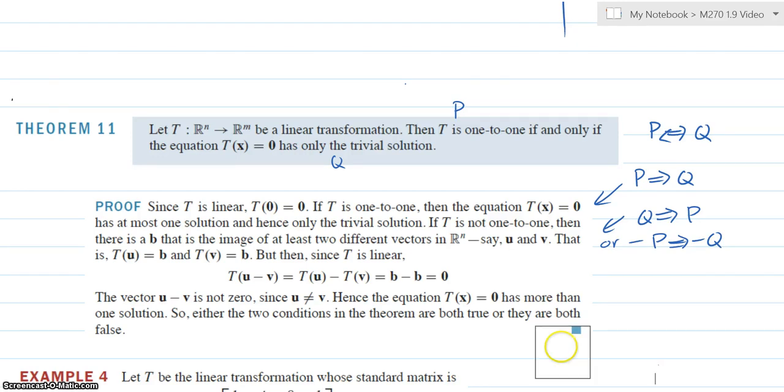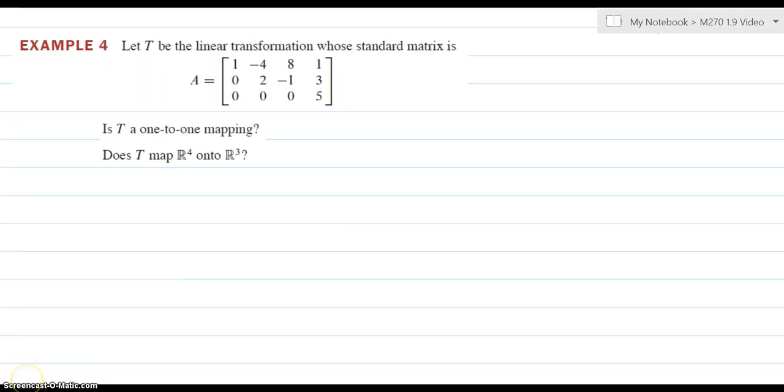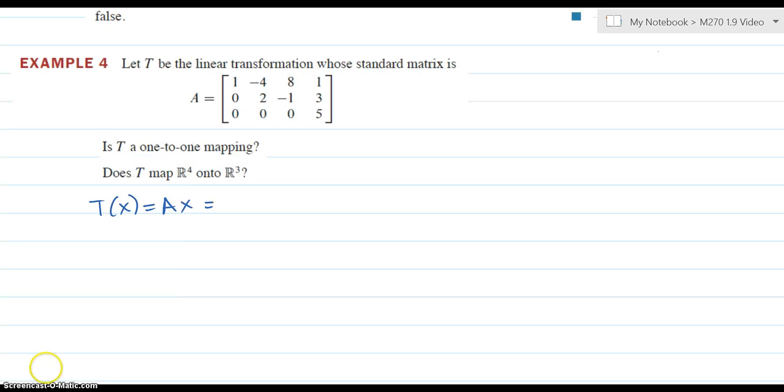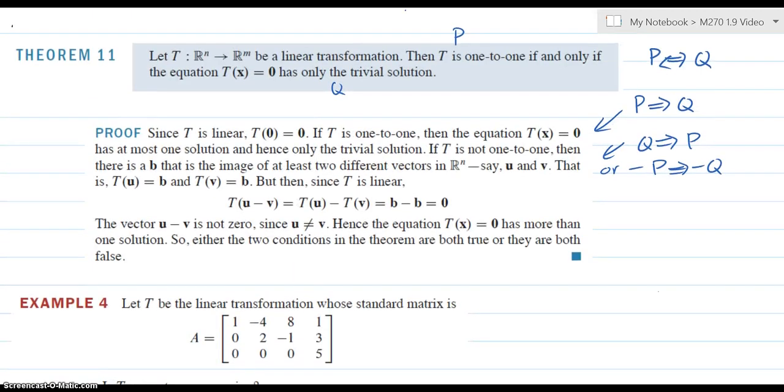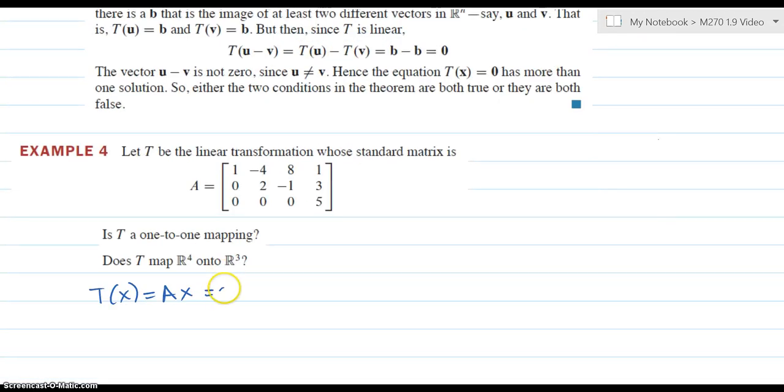Let's look at an example of this. Example 4. Let T be the linear transformation whose standard matrix is this matrix A. We want to see if T is one-to-one. So we know T of x usually is Ax. We can write that out, but what we really want to do, if you go back here, is use the fact that if we have only the trivial solution, it's one-to-one. So I'm going to look at this.